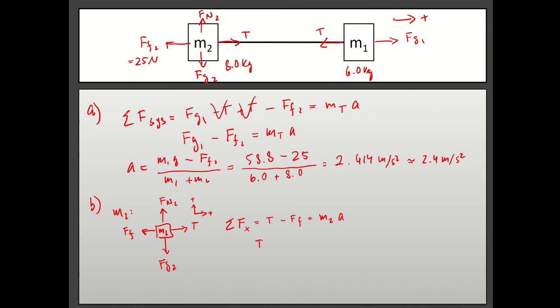So the tension will equal, so m2 is 8, times 2.414. Again, that's going to be 2 sig figs. So when you multiply these two, it's going to be 2 sig figs plus 25. So we're going to end up with basically the least number of decimals because of the addition. So this gives us 44 newtons. So the tension is 44 newtons. And again, if you did the same math with M1, you should end up with the same tension force. All right, so that's all for tension.